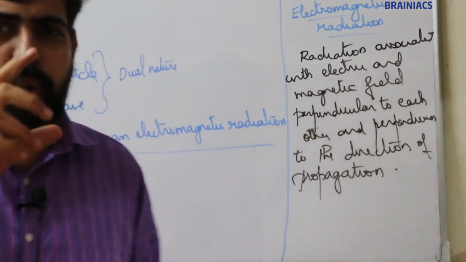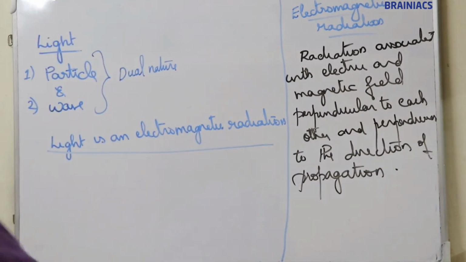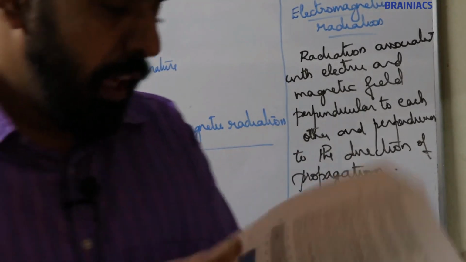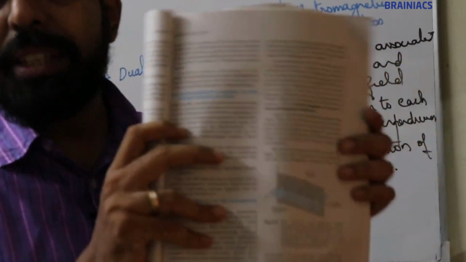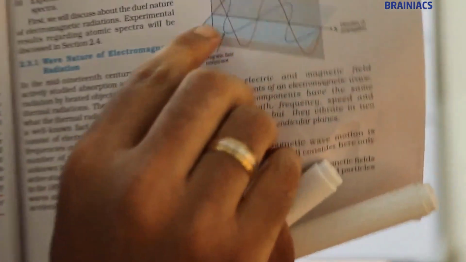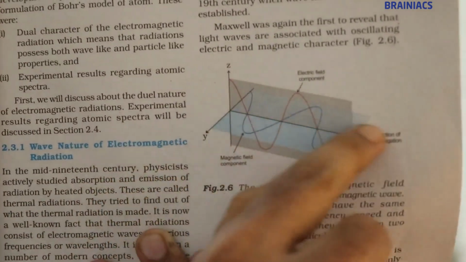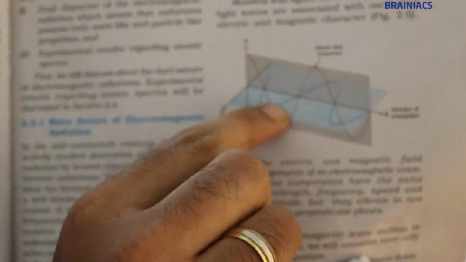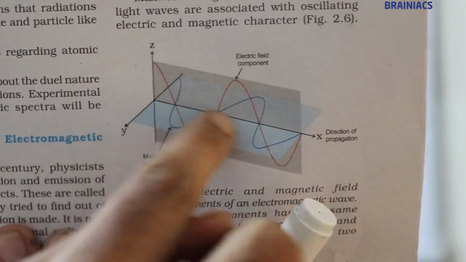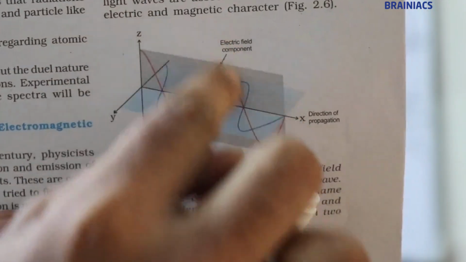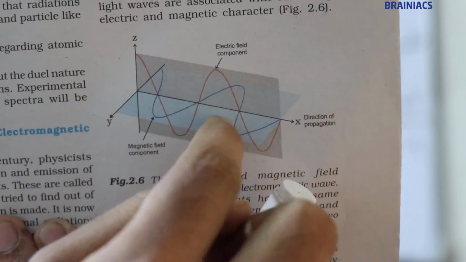Now what is the meaning of this? I'll show you a figure in the textbook. On page number 137, they have given a figure. If you see this figure, you can see that light is propagating in the x-axis, and the red line corresponds to electric field and the blue line corresponds to magnetic field. So light propagating in the x-axis, electric field is in the y-axis and magnetic field is in the z-axis.